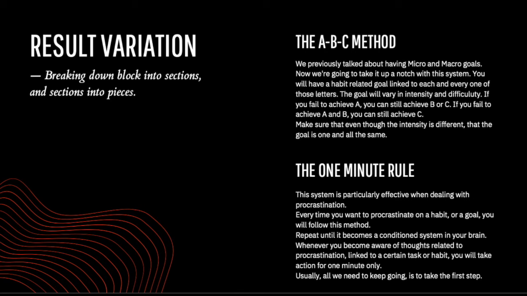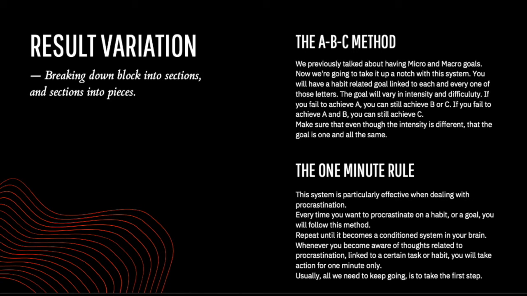The goal will vary in intensity and difficulty. If you fail to achieve A, you can still achieve B or C. If you fail to achieve A and B, you can still achieve C. And make sure that even though the intensity is different, the goal is one and all the same. What do I mean by that? I know for some of you, this might not make any sense.